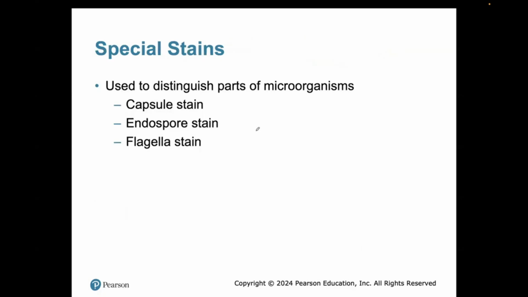Now we have special stains that are used to differentiate or distinguish parts of microorganisms. We're not going to do the protocol for those, but we will look at those structures. We'll look at capsule stains and endospore stains. We actually do the endospore stain. We just don't do the capsule stain or flagella stain.